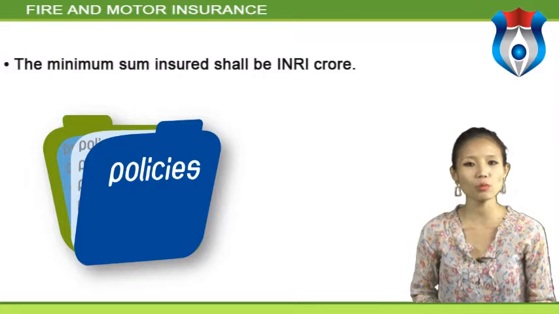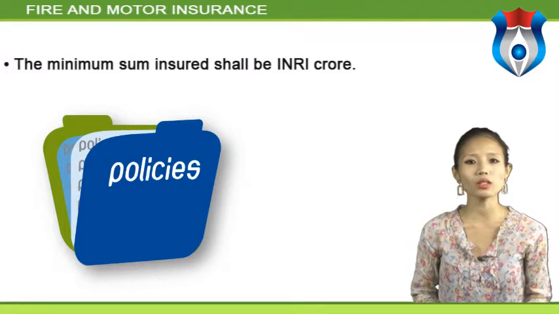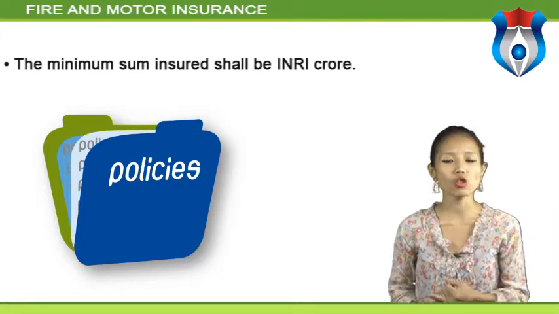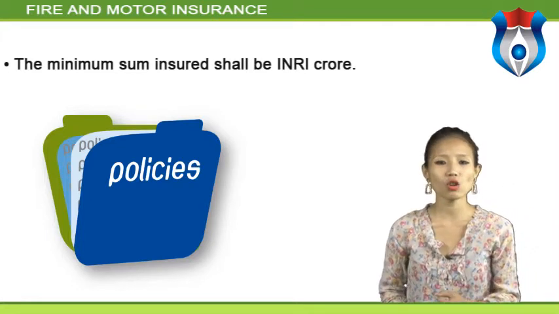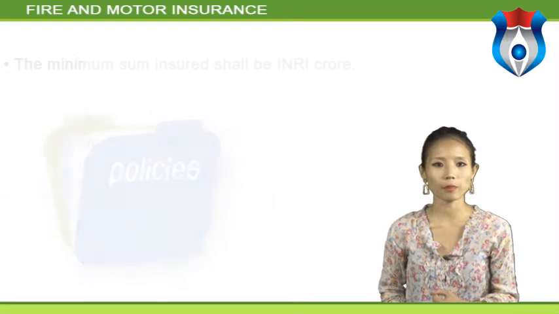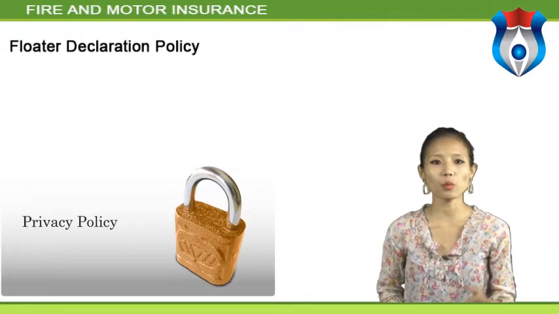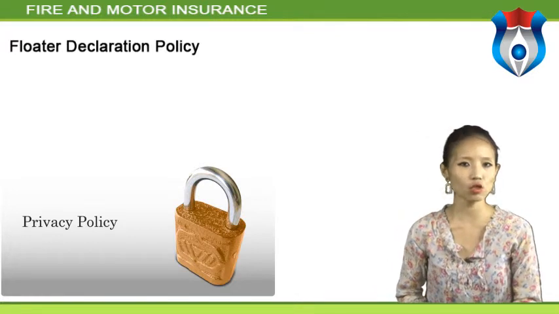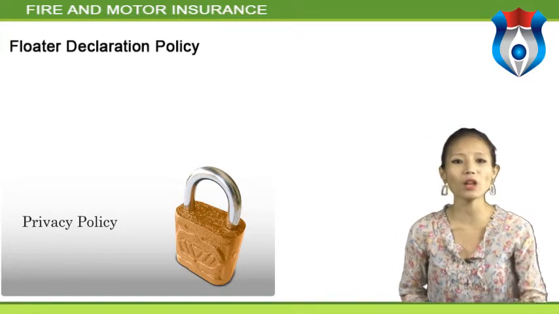It is not permissible to issue a declaration policy in respect of insurance required for a short period, stocks undergoing process, or stocks at railway sidings. Floater declaration policy. It is a combination of the mentioned policies, that is, stock lying at different locations and the value of stock fluctuating.